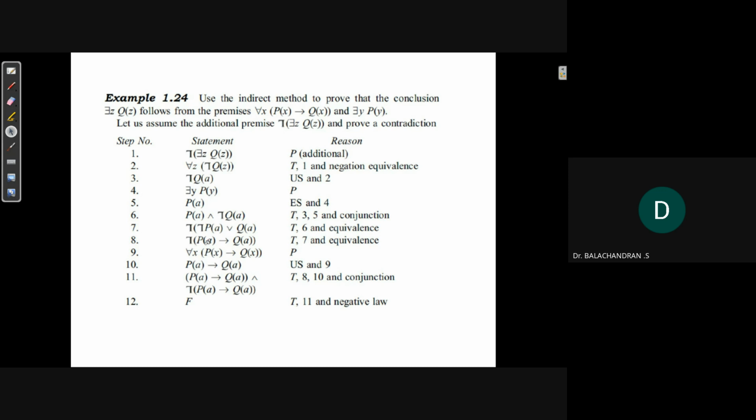This is what? Negation P. So P comma negation P is what? P and negation P. P comma Q is what? P and Q. Similarly, P comma negation P is P and negation P. So that is a false. So in that method, I assumed the negation of the conclusion is an additional premise. This is the conclusion. And finally, I'll get what? Contradiction F.